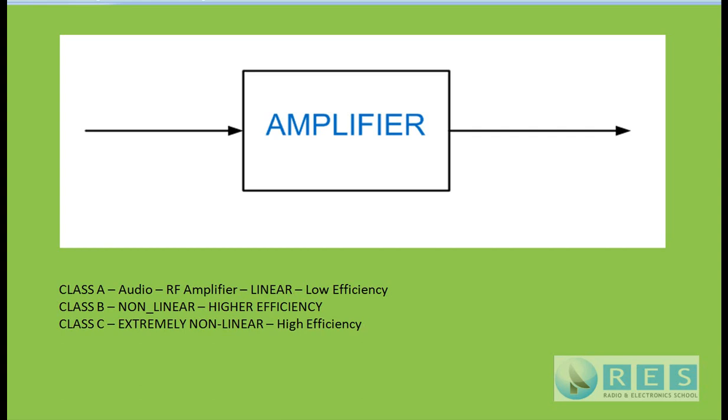So there you have it. Class A, linear, low efficiency. Class B, non-linear, higher efficiency than Class A. I'll type that in. And the amplifier that has the highest efficiency of all is Class C. But all of the high efficiency amplifiers, Class B and Class C, are non-linear.